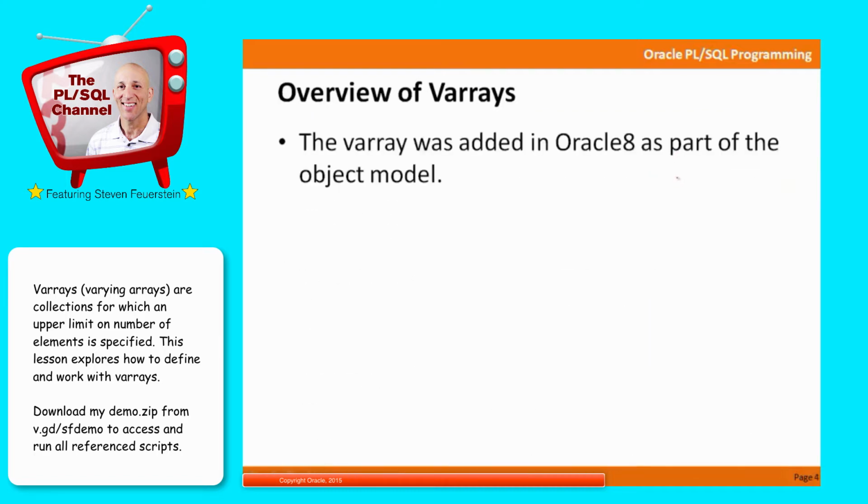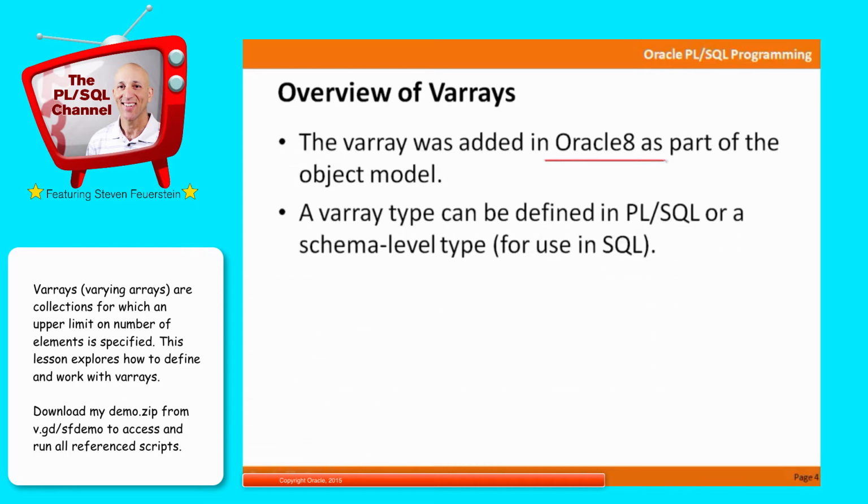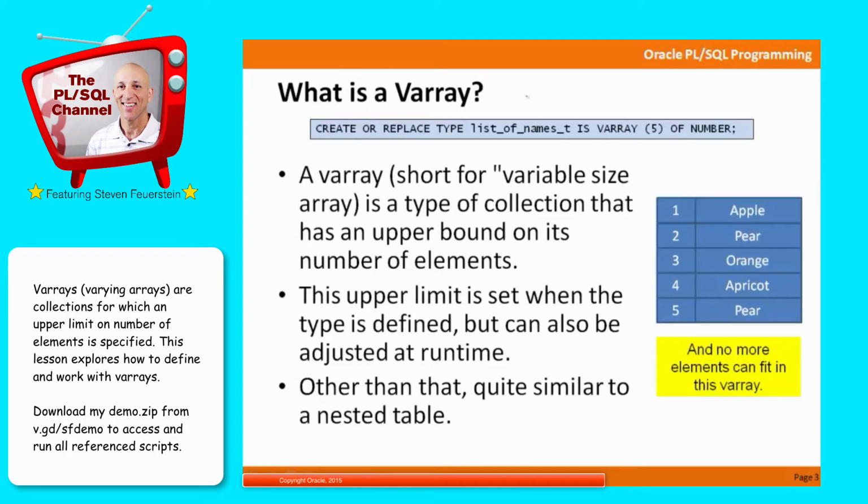An overview. The V-array was added in Oracle 8 as part of the object-oriented model in PLSQL. So object types, nested tables, and V-arrays were all added together. A V-array type can be defined in PLSQL inside a block of code or as a schema level type, in which case you can use it inside SQL, inside the SQL layer. And this, by the way, is an example of a schema level type, list of names, create or replace type, not defined inside a PL/SQL block.